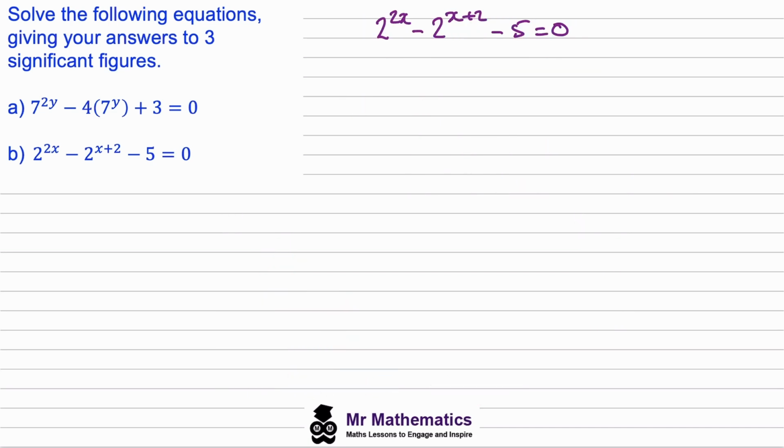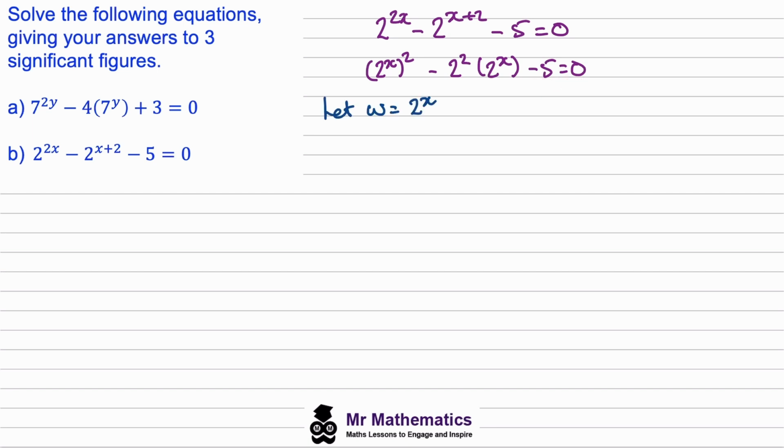Okay, so welcome back if you had a go. So again, we can use the power rule to write this as 2 to the x all squared. And we can use the addition rule of indices to simplify this. We can pull this 2 out in front, so we've got 2 squared multiplied by 2 to the x. Because when you multiply these two together, we add the powers and we get x plus 2. And then we've got minus 5 equals 0.